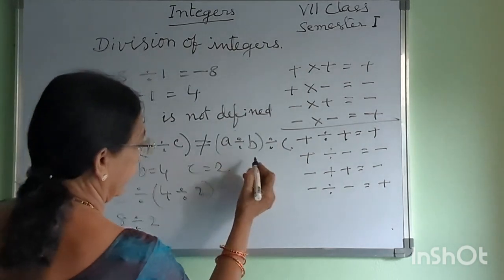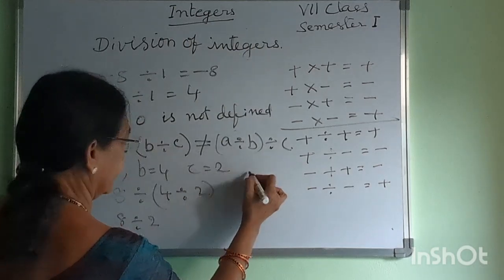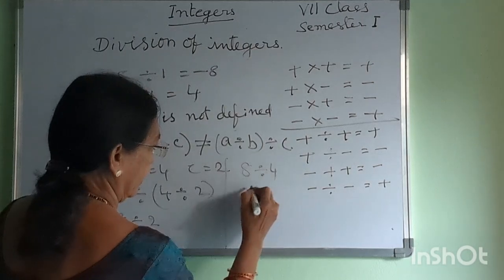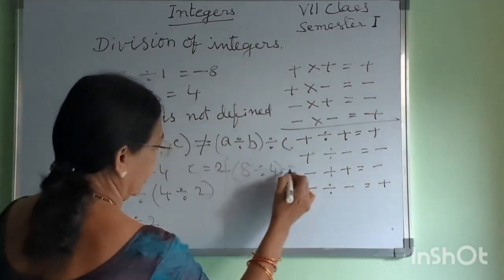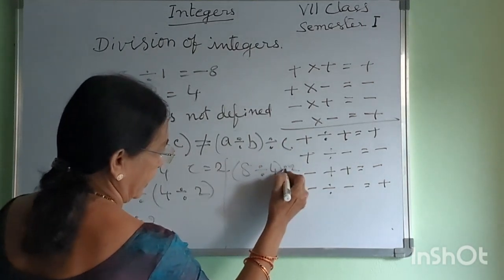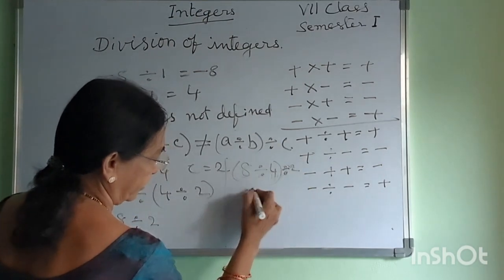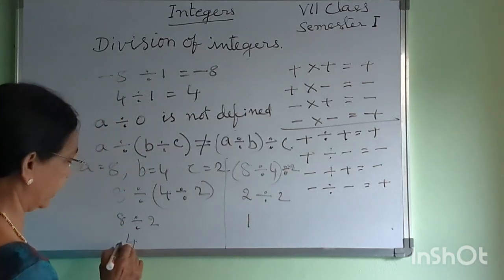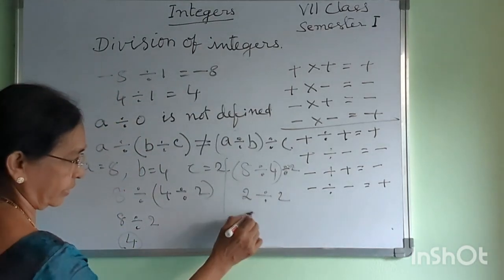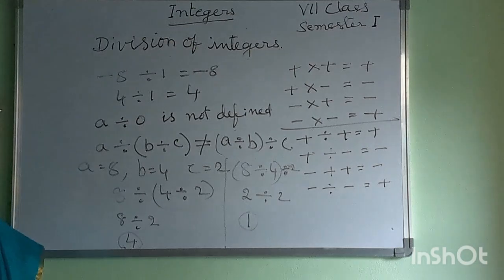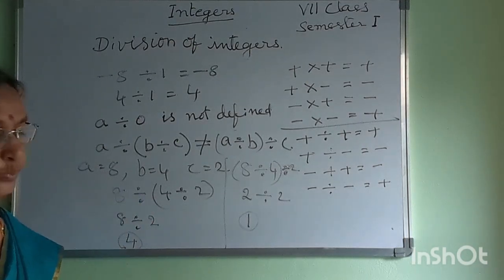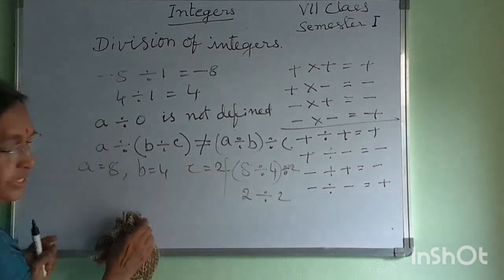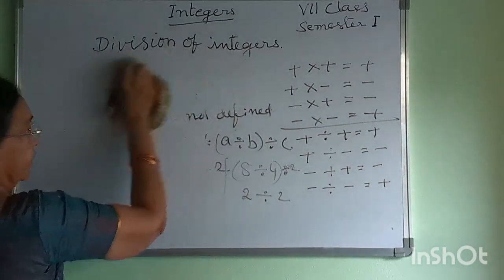But here, 8 divided by 4 divided by 2, where 8 divided by 4 is 2, divided by 2, it is equal to 1. Therefore, here we got 4 and here we got 1. Therefore, division is not associative. Also, division is not commutative.